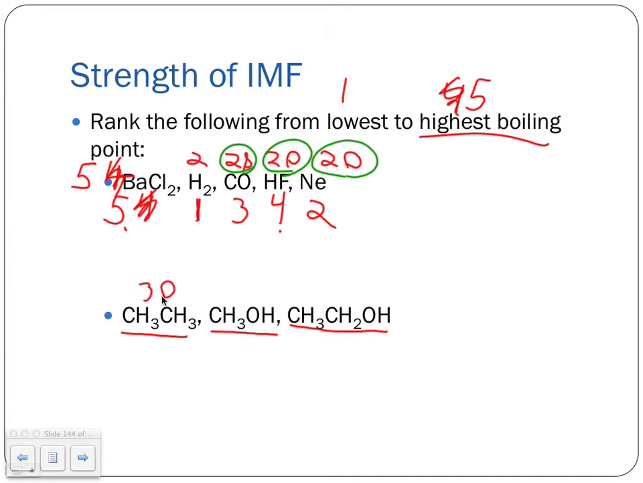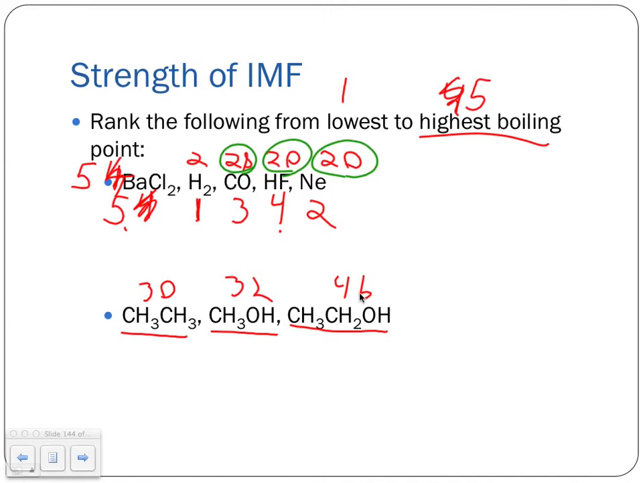CH3OH has 1 carbon, that's 12, plus 4 hydrogens, plus 1 oxygen, which is 16, gives us a mass of 32. And then CH3CH2OH has 2 carbons, that's 12 times 2, plus 6 hydrogens, plus 1 oxygen, which is 16, is 46. All right. So right now, definitely the 30 and the 32 are about the same size. The last one, the 46, I'm not certain is different enough to make a difference here.